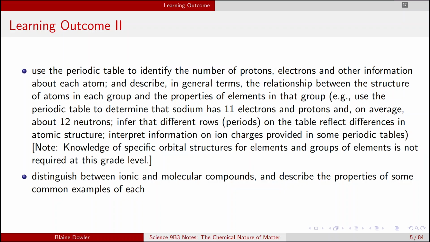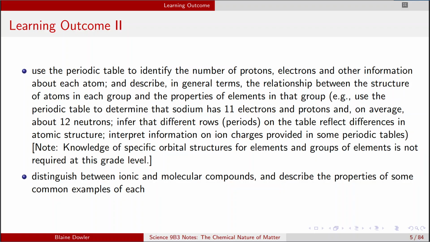We're going to use the periodic table to identify the number of protons, electrons, and other information about each atom, and describe in general terms the relationship between the structure of atoms in each group and the properties of elements in that group. We need to know that there are specific orbits that are allowed for electrons. We do not need to know what actual shape they are.